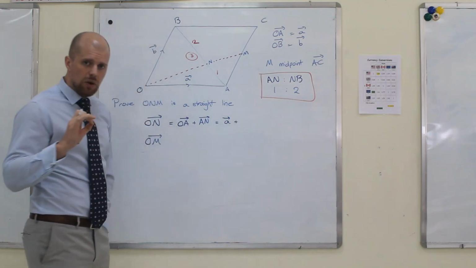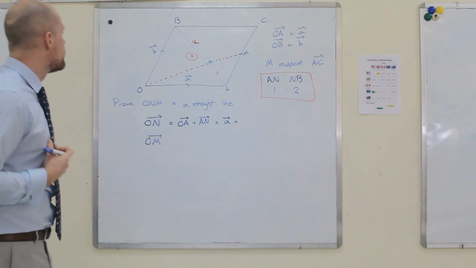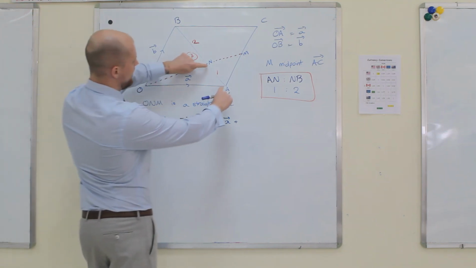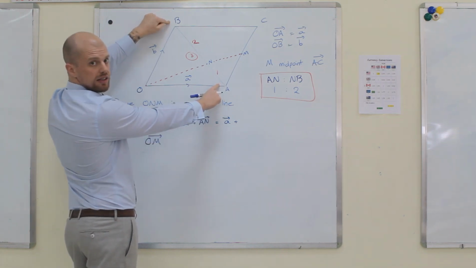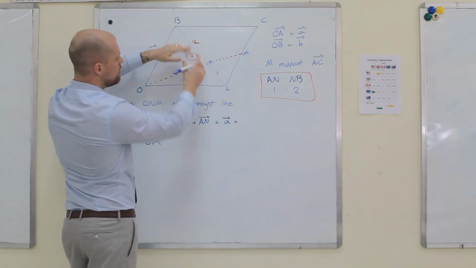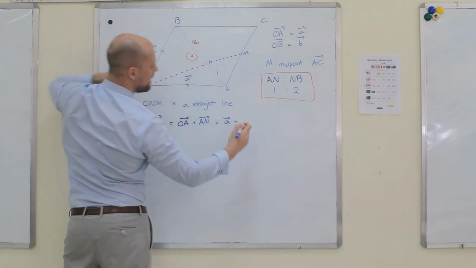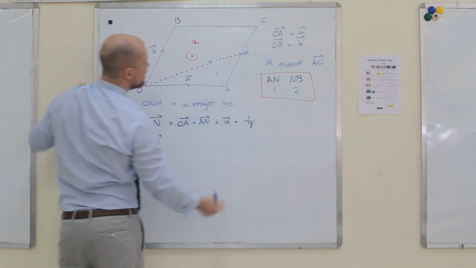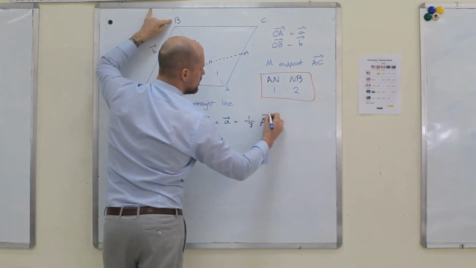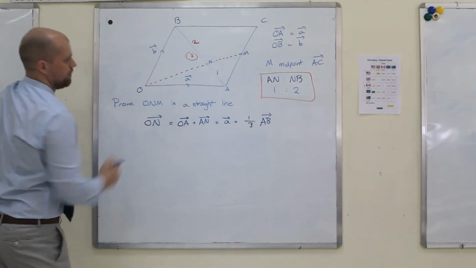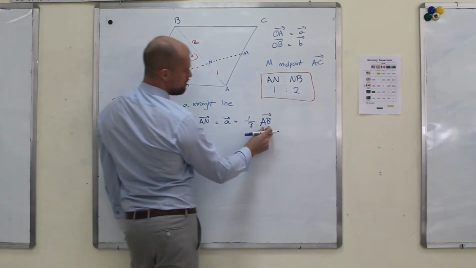Now A to N requires just a little bit of thinking. This is where some of you are going slightly wrong. A to N is 1 out of the 3 lots, isn't it? Because there's 1 here and 2 here, meaning that there's 3 in total. So A to N is 1/3 of this whole vector here, of the vector A to B. So we now need to work out the vector A to B.